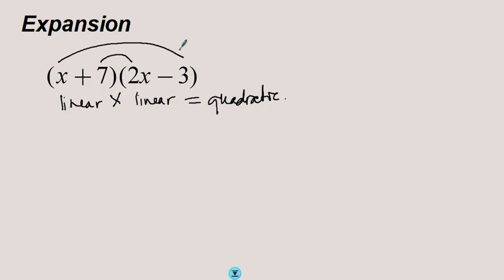Since I know that the answer is going to be a quadratic, I can think of the first term, which is the x squared term. x times 2x is 2x squared. Then the x term, I know it's going to be simplified by adding the 14x to the negative 3x, and I do this in my head. 14x minus 3x is 11x. 7 times negative 3 is minus 21. So you can write the answer straight away without writing 2 x terms and then adding them together.